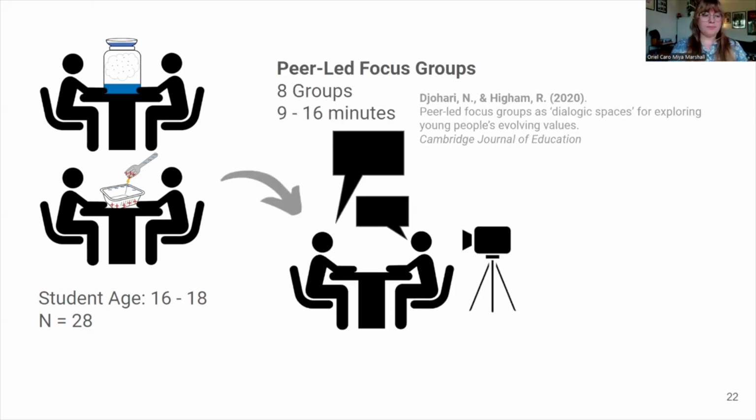Within these groups, we gave them a set of written down questions, and we asked them to take their time. They had a camera recording them and a dictaphone, and they talked through those questions, taking between 9 and 16 minutes.